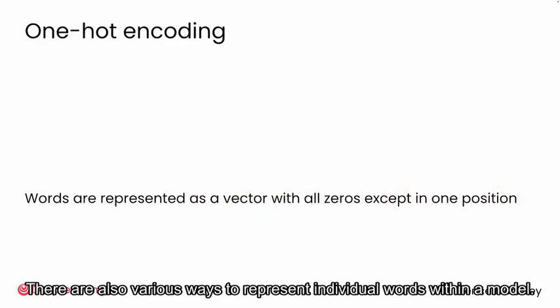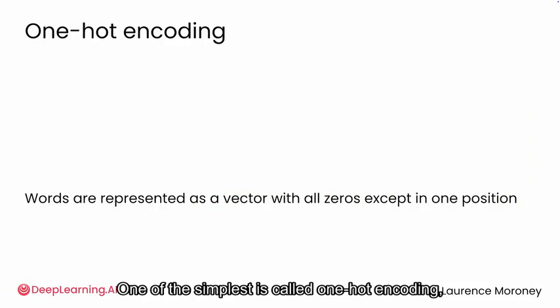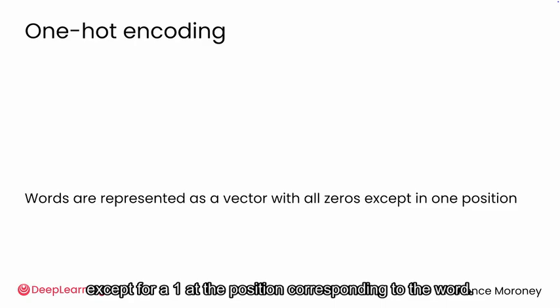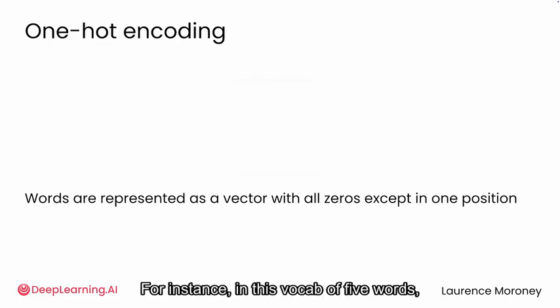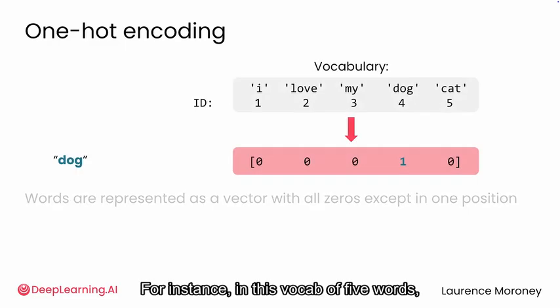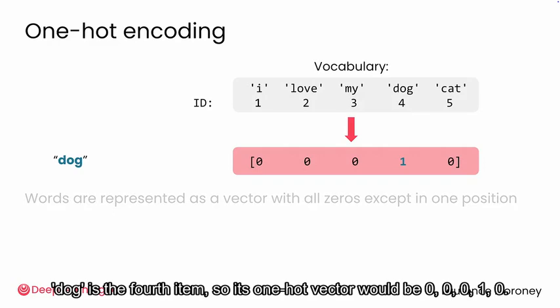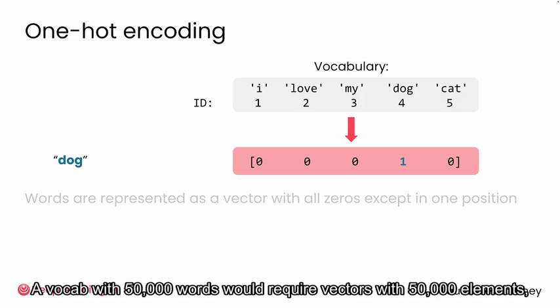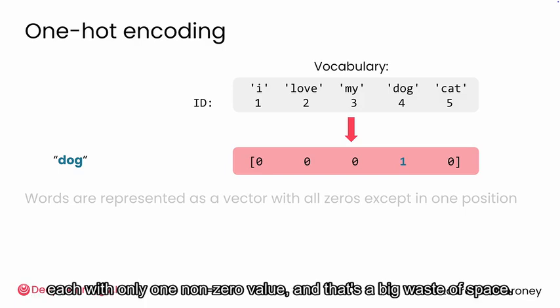There are also various ways to represent individual words within a model. One of the simplest is called one-hot encoding, where each word in the vocab is represented by a long vector filled with zeros, except for a 1 at the position corresponding to the word. For instance, in this vocab of 5 words, dog is the 4th item, so its one-hot vector would be 0, 0, 0, 1, 0. Now this method works for small vocabularies, but it doesn't scale well.